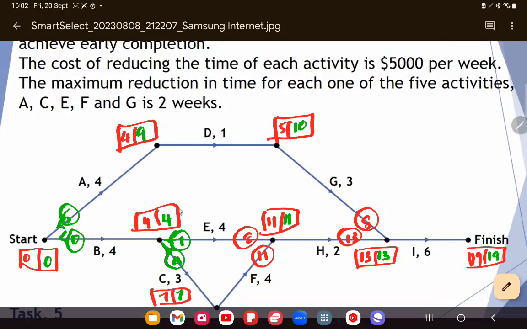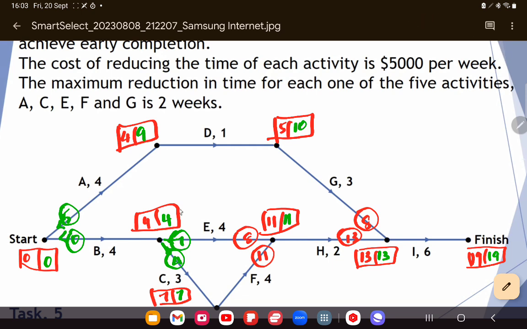Now we are told here that the maximum reduction in time for each one of the 5 activities A, C, E, F, G is 2 weeks. And the cost of reducing the time for each activity is 5,000 per week. So now let's find out which of these activities and by how many weeks we're going to be reducing them.